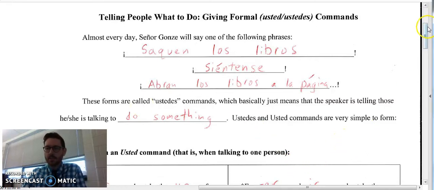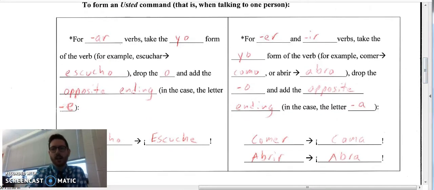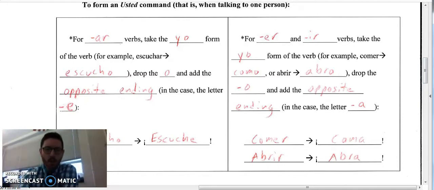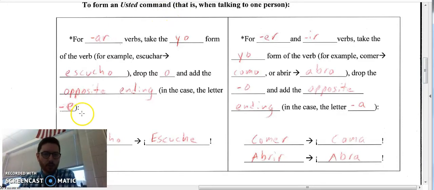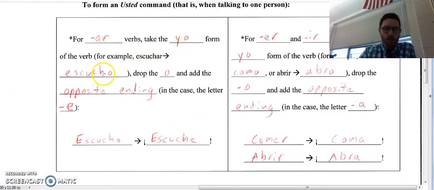Usted and ustedes commands are very simple to form, and like I said, they look almost identical to the negative tú commands. So for AR verbs, what you'll do is you'll take the yo form of the verb, you'll drop the o. So for example, escuchar would change to escucho, drop the o from that, and then add the opposite ending, which in this case is simply the letter e. Again, it's much like a negative tú command, just without the s. So escucho would become escuche. So let's say that I'm talking to one person, I want to show them respect, but I still want to tell them to do something. I would just say escuche. That would be an usted command.